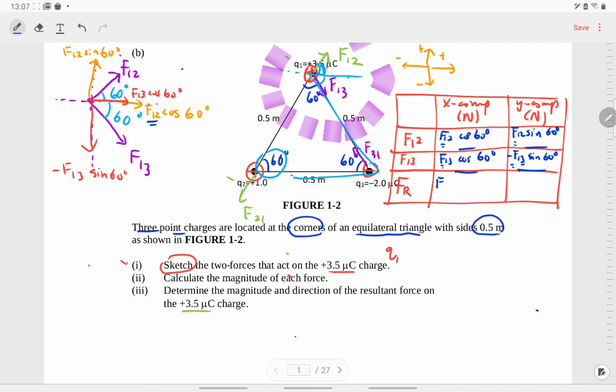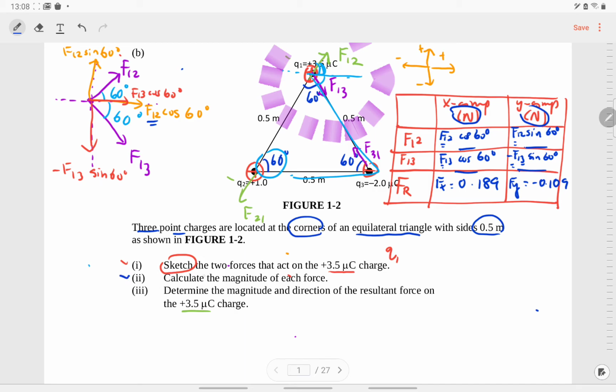So terus this final answer for Fx. Okay, so final answer is 0.189. Okay, and then for Fy is negative 0.109 Newton. Okay, since kita dah tulis Newton dekat atas, so tak payah tulis kat setiap kotak. Unless kalau you tak tulis dekat ni, okay, di setiap X component and Y component, you kena tulis setiap kotak sebab physics mesti kena tulis unit.